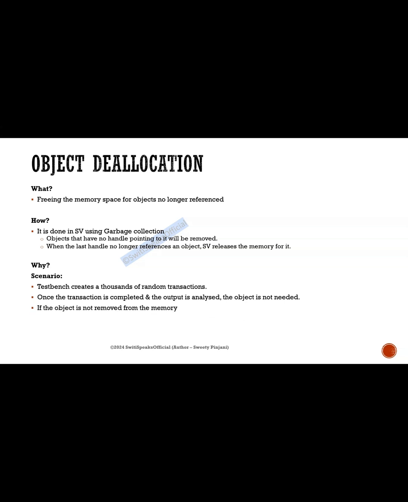If you still retain that object in the memory, what will happen? Simulation time will increase because you are unnecessarily collecting more information in the testbench, which is not even required now. So the first thing is simulation time will increase, and memory space will also not be utilized efficiently, because you are keeping things in memory which are not even required. That's why we do object deallocation, to utilize your memory space efficiently and to reduce the simulation time.